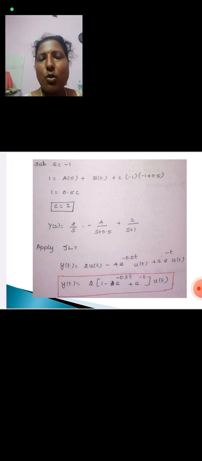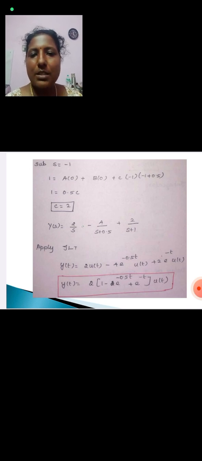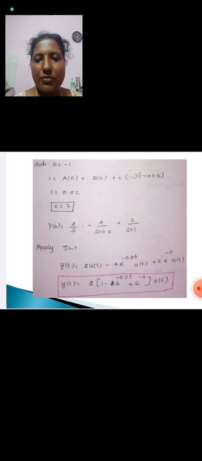As I have already told in the procedure, the next step is to apply the inverse Laplace transform. Now I have applied the inverse Laplace transform. So Y of s becomes y of t. 2 into 1 by s becomes u of t, minus 4 into 1 by (s plus a), which can be written as e power minus at into u of t. Likewise here it is 1 by (s plus 0.5), I am writing it as e power minus 0.5t into u of t, plus 2 into 1 by (s plus 1), which can be written as e power minus t into u of t.